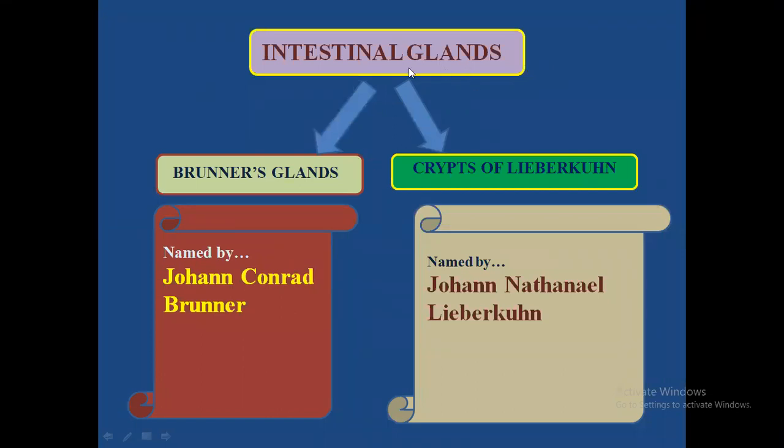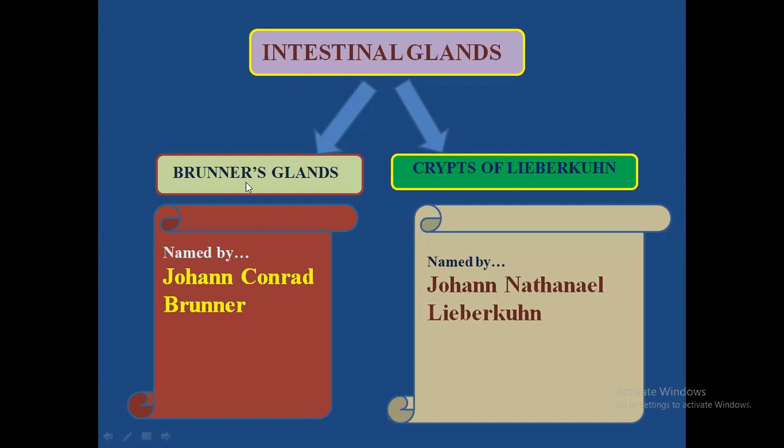So intestinal glands consist of two kinds: Brunner's glands and Crypts of Lieberkuhn. Brunner's glands and Crypts of Lieberkuhn produce different substances. These substances form the intestinal juice.